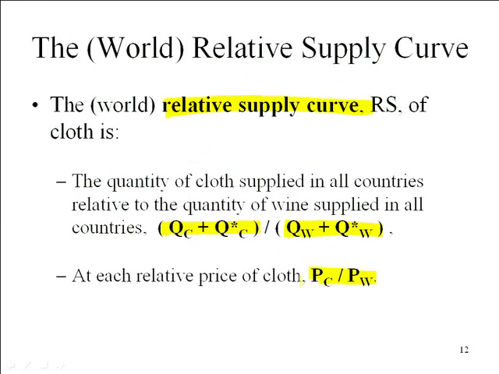In order to do this exercise, what we need to think about is what our production decisions are. What are the production decisions in England? What are the production decisions in Portugal? When will we produce cloth? When will we produce wine? When are we indifferent and will produce both?